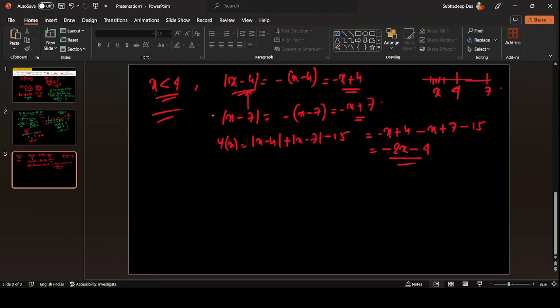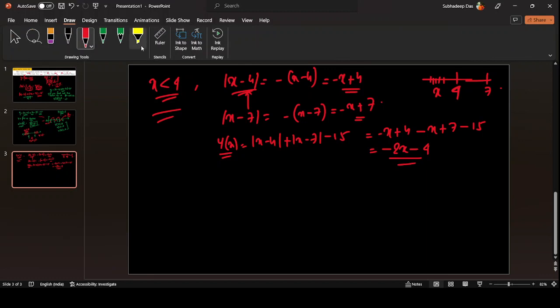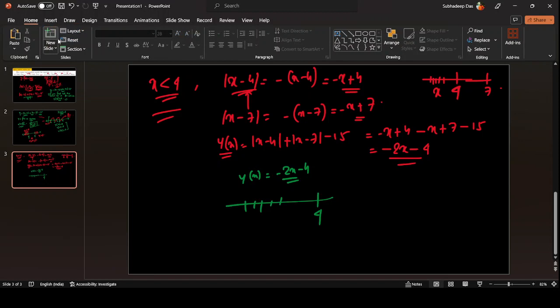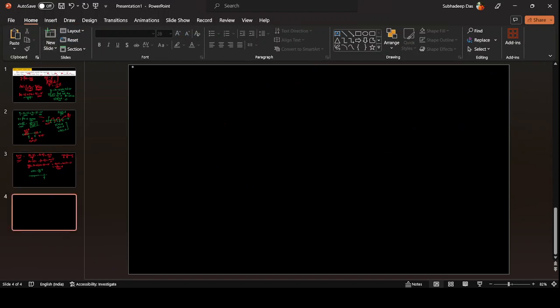So y(x) would be minus 2x minus 4 if x is less than 4. Suppose 4 is here; for this region, y(x) acts like minus 2x minus 4. Okay, let's move to the next region.